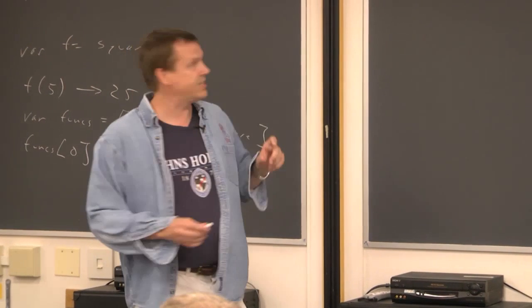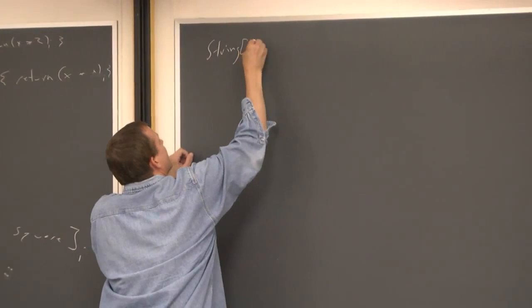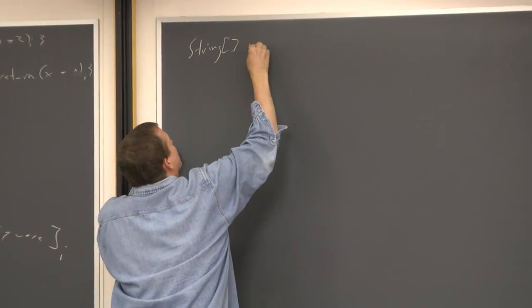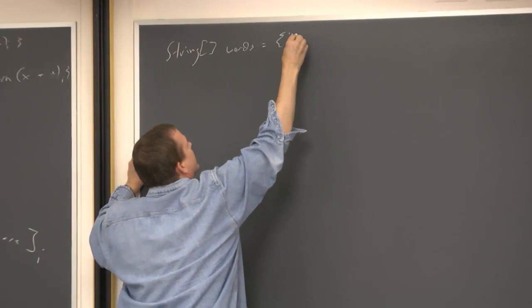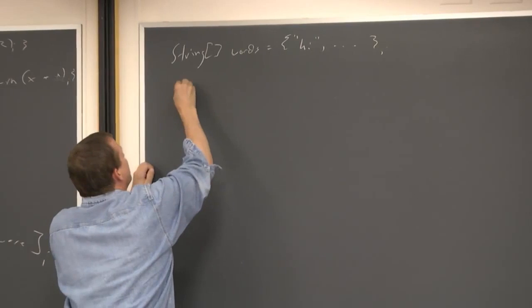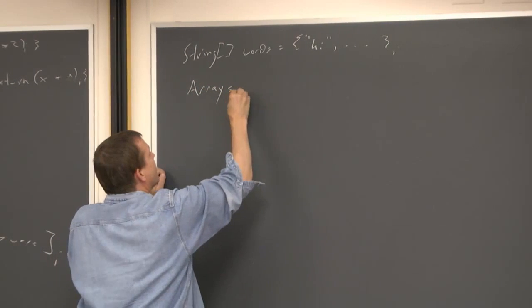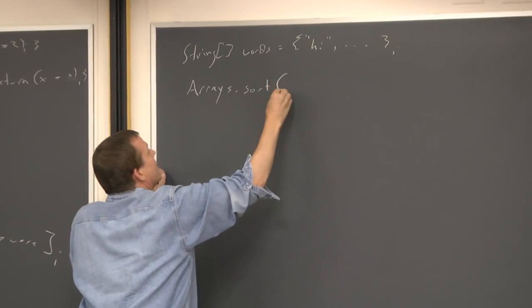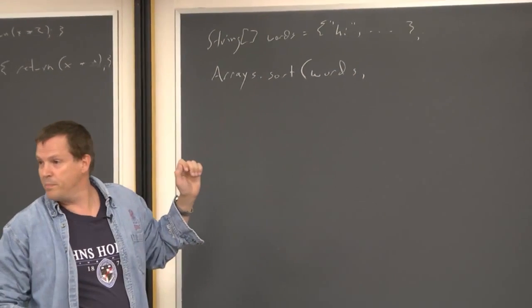So here's what we would do if you had an array of strings in Java 7. String array words equals curly brace, hi, a bunch of other ones. And I wanted to sort them. I would call in Java 7 or Java 6 or Java 5, I'd call Arrays.sort. I would pass in words. And then I could use an anonymous inner class with a string comparator.